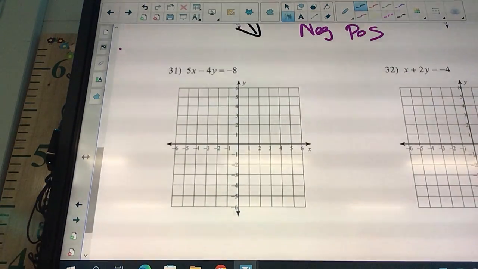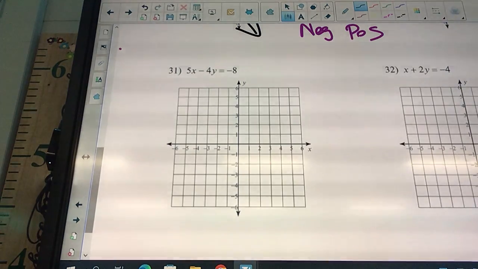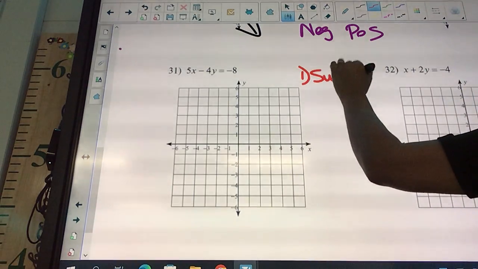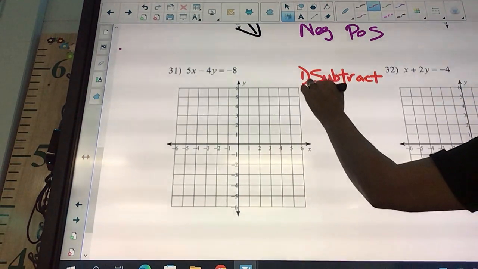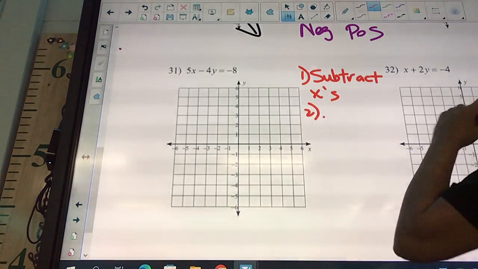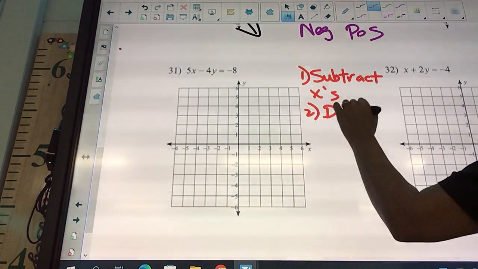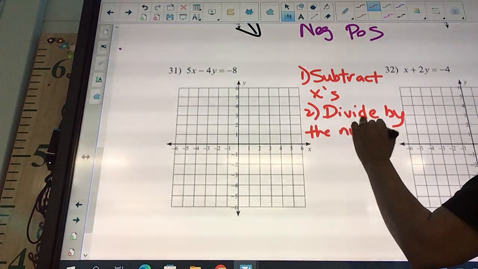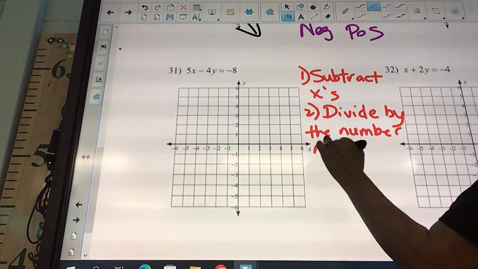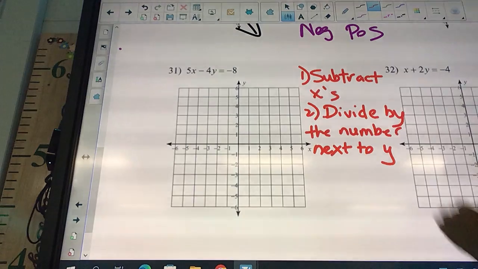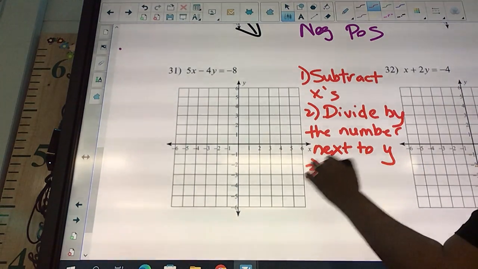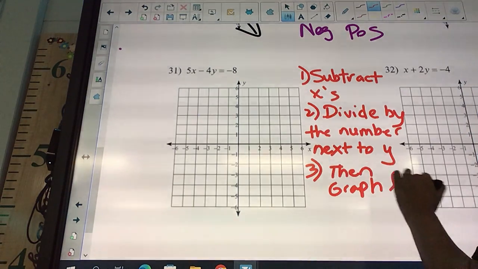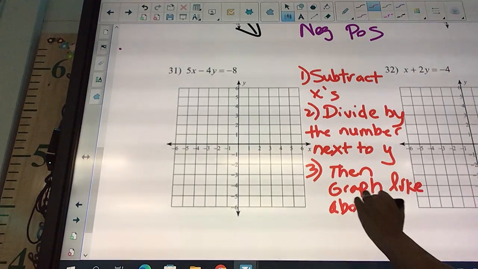Okay, the last one on here. Does it say y equals? No. What is your first step always? Subtract the x's. And then what do we always do? Divide by what? By the number next to the y. And then graph, like the above problem.